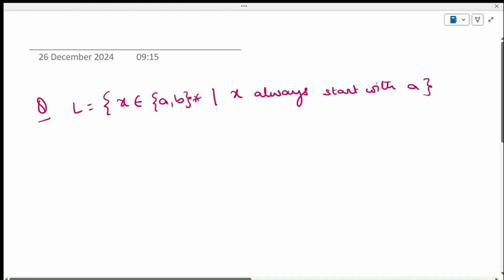What about this? L is equal to x, where x belongs to {a,b} Kleene closure, that is, all strings coming from (a and b) whole Kleene closure. But what's the restriction? x always starts with the symbol a. So we know this is (a + b) whole Kleene closure. We'll get all possible strings of a and b, but the restriction is that it should always start with an a. So I'll just put a here: a concatenated with (a + b) whole Kleene closure.